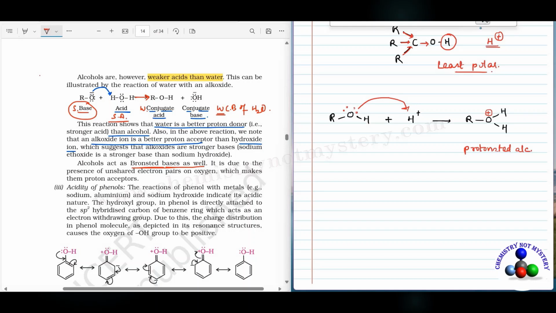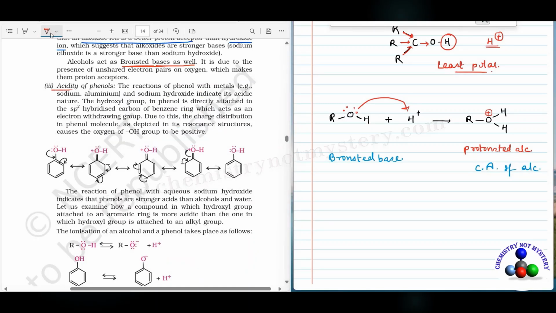Here when you re-examine the reaction, in this case alcohol accepts the H plus ion, which means this alcohol acts as a Bronsted base. And this protonated alcohol will become the conjugate acid of alcohol.